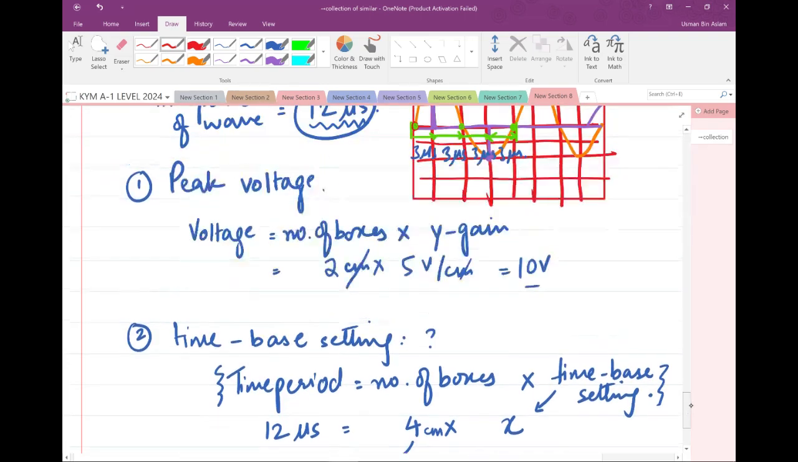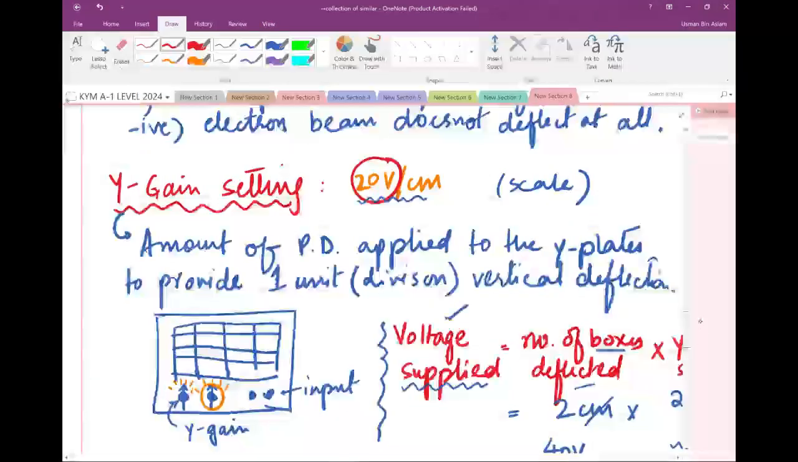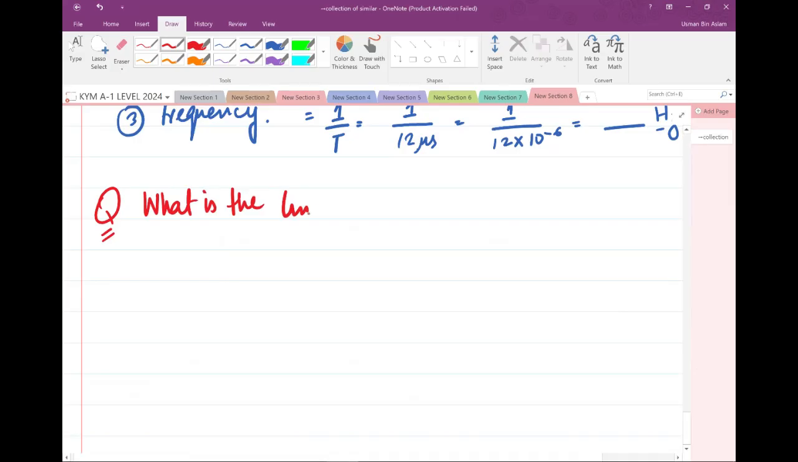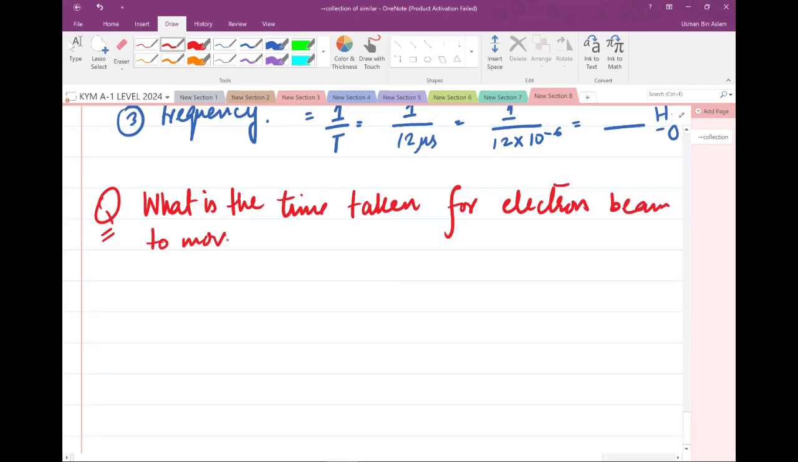All right, so that was CRO for you. I'll give you a question over here. Another example question. They ask you to find out what is the time taken for the electron beam to move across the screen.